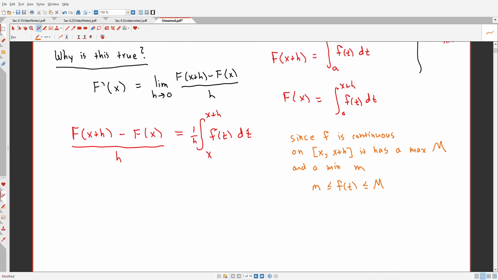That just happens because it's continuous. It's not allowed to jump across values or have an asymptote, so it's bounded. And now, what we really have is this fraction that we're about to take a limit of as h goes to 0.